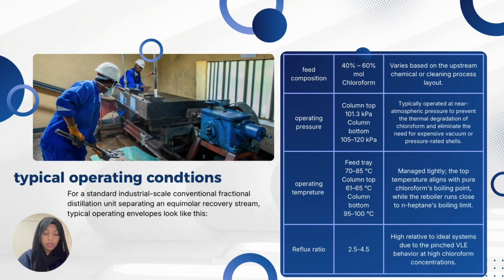For the operating pressure, the top of the column is usually kept at atmospheric pressure to prevent thermal degradation of the chloroform and eliminate the need for extensive vacuum or pressure-related shells, while the bottom of the column is usually kept around 105 to 120 kilopascals. The operating temperature is tightly managed: the top temperature aligns with the pure chloroform boiling point, which is around 61 to 65 degrees Celsius, while the reboiler runs close to n-Heptane's boiling limit, which is around 95 to 100 degrees Celsius.